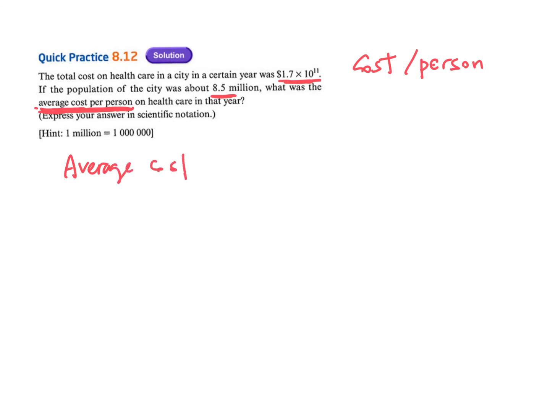So here for the average cost. Okay, so here would be 1.7 times 10 to the power 11. The cost, okay, per person. So that means divided by, okay, 8.5 times, okay, 1, 2, 3, 4, 5, 6. So it would be 10 to the power 6. Okay, so once again, I use my calculator. So 1.7 divided by 8.5.